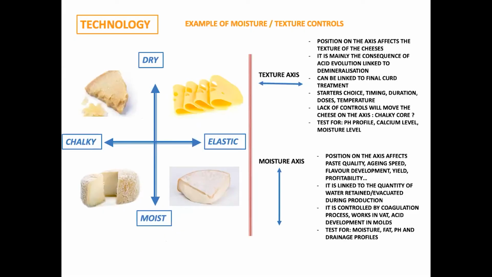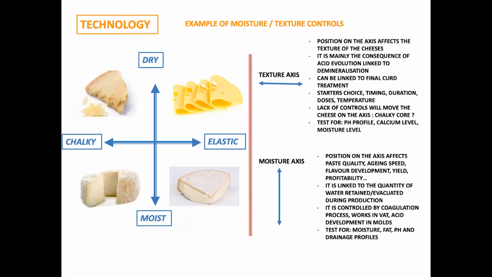In terms of technology, we need to differentiate moisture and texture controls. We can see on the left the dry versus moist axis, the vertical axis, and the horizontal one, the chalky versus elastic axis. The position on the texture axis affects the texture of the cheese, chalky towards elastic, mainly the consequence of acid evolution linked to demineralization. The more minerals, mainly calcium and phosphorus, you can keep in the cheese, the more elastic the paste.